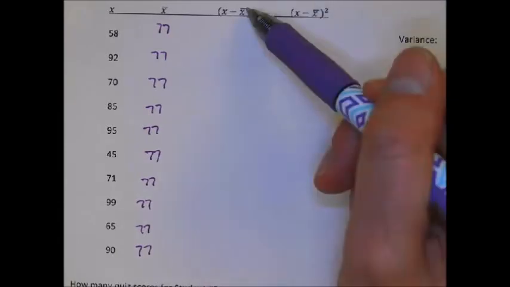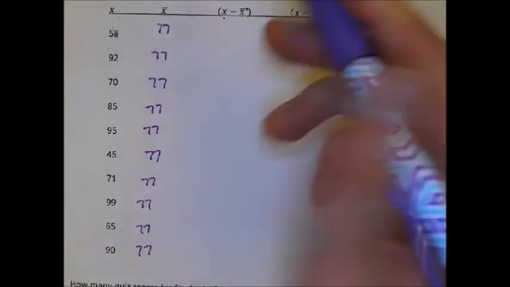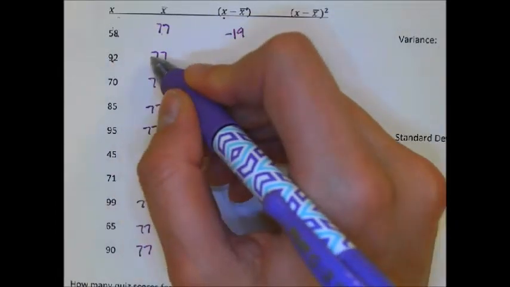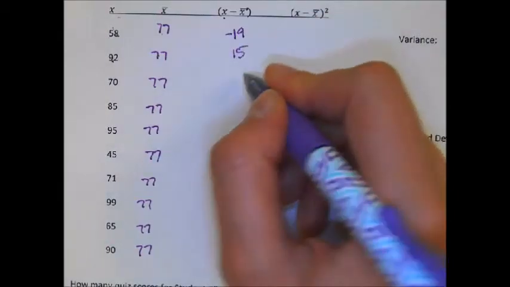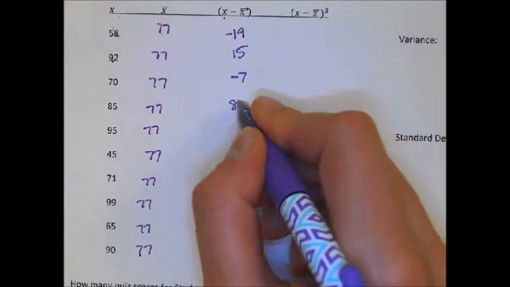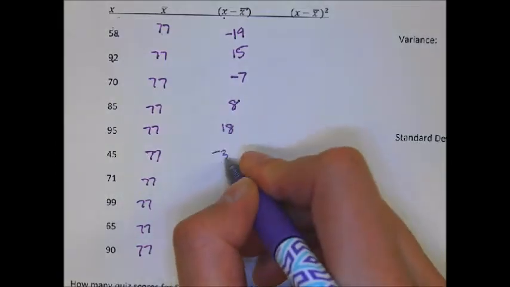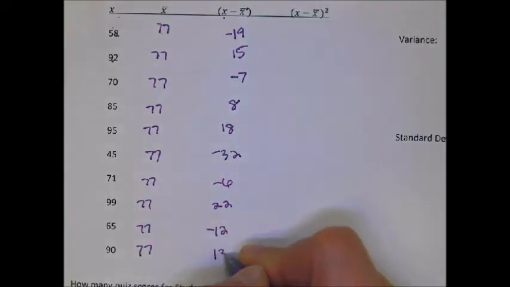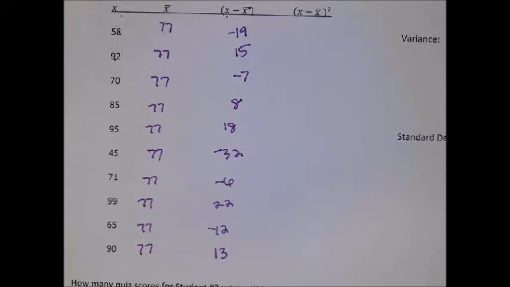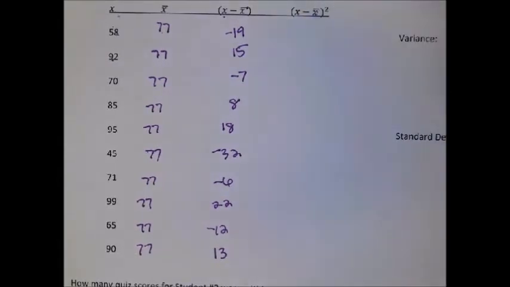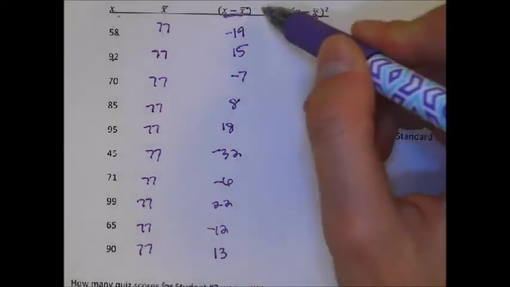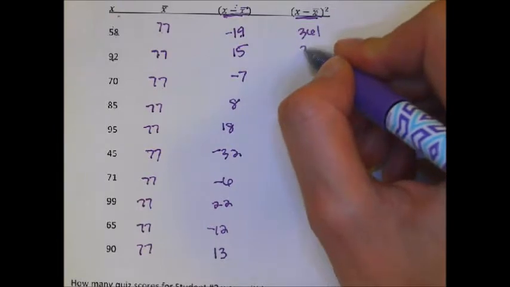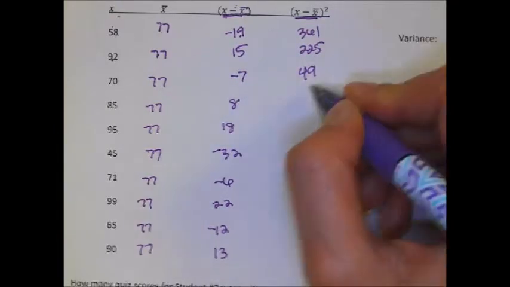And now this says I'm going to take my x's minus my x bar. So 58 minus 77 is negative 19. 92 minus 77 is positive 15. And we keep going. Column 4 says I'm taking the x minus x bar, so I'm taking column 3, these numbers, and I'm squaring it. So you should get 361, 225, 49, 64.